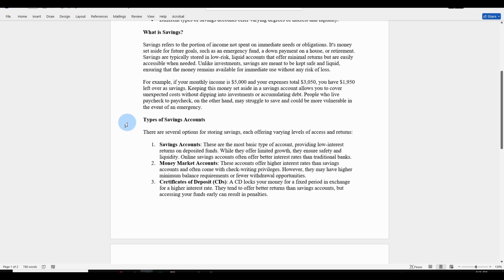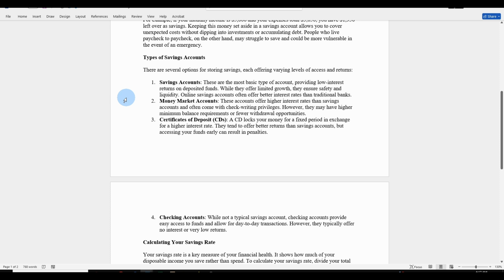For example, if your monthly income is $5,000 and your expenses total $3,050, you have $1,950 left over after expenses. Keeping this money set aside in a savings account allows you to cover unexpected costs without dipping into investments or accumulating debt. People who live paycheck to paycheck, on the other hand, may struggle to save and could be more vulnerable in the event of an emergency.